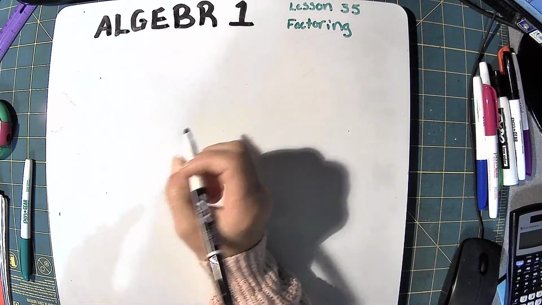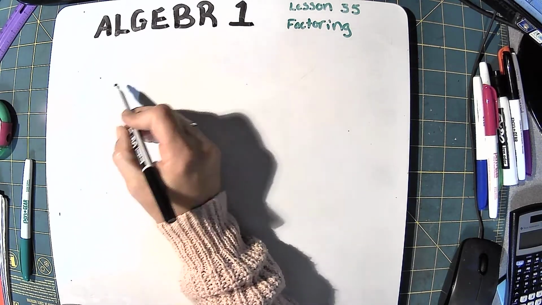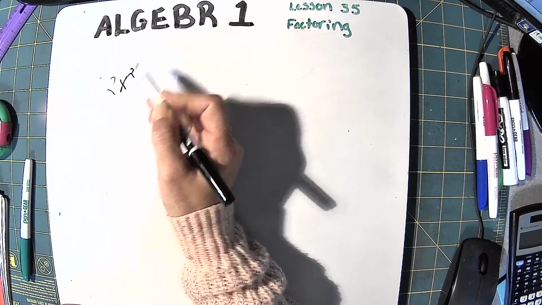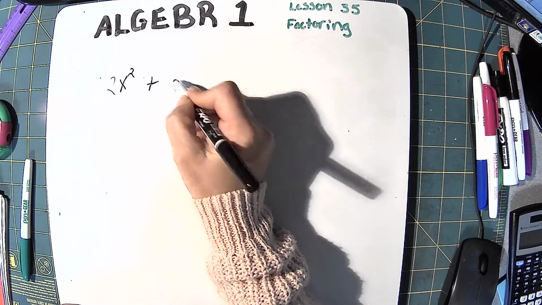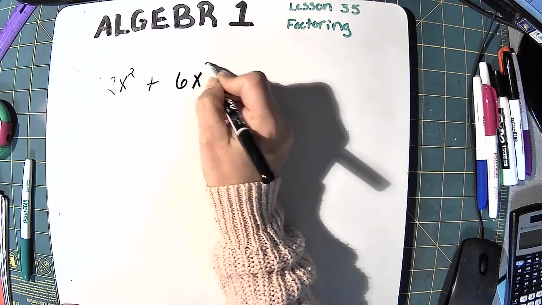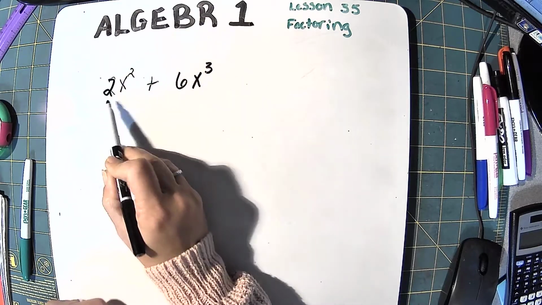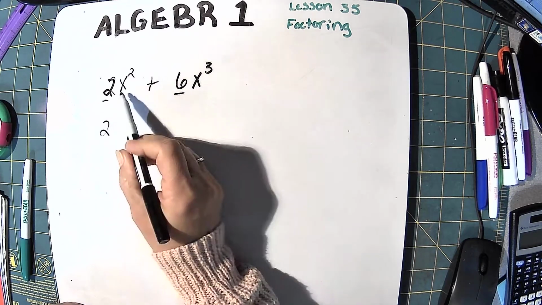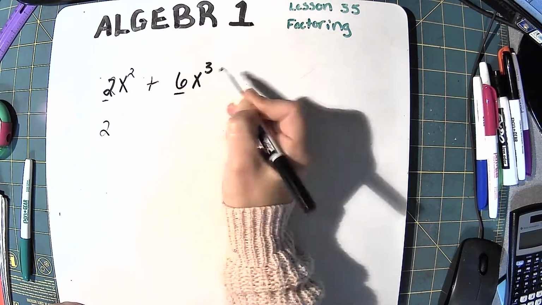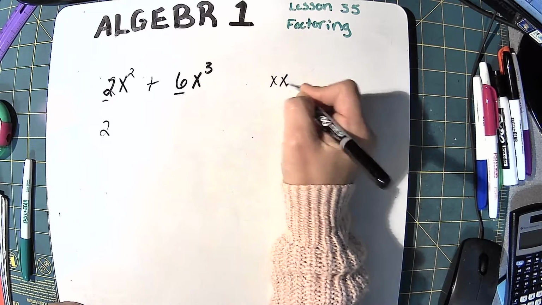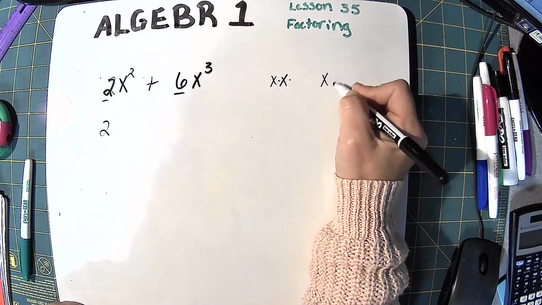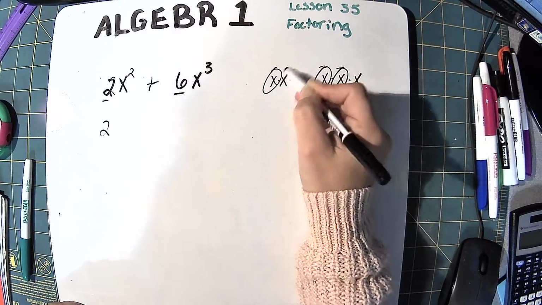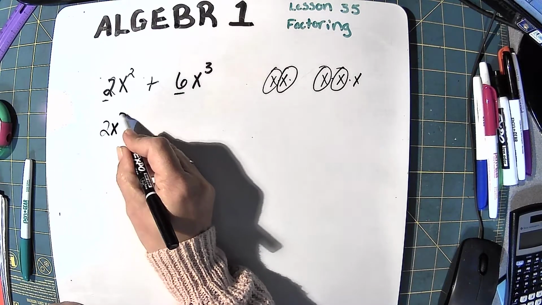So in the last lesson we saw that we could pull the greatest common factor out of a term, like x squared or 2x squared plus 6x to the third. So we would look at each of these numbers and say what's the greatest factor of 2 and 6, which would be 2. And then what's the greatest factor of x squared and x to the third? That means we've got x times x for x squared, and then x to the third would be x times x times x. Well, they both have at least two x's in them, so it would be x squared.